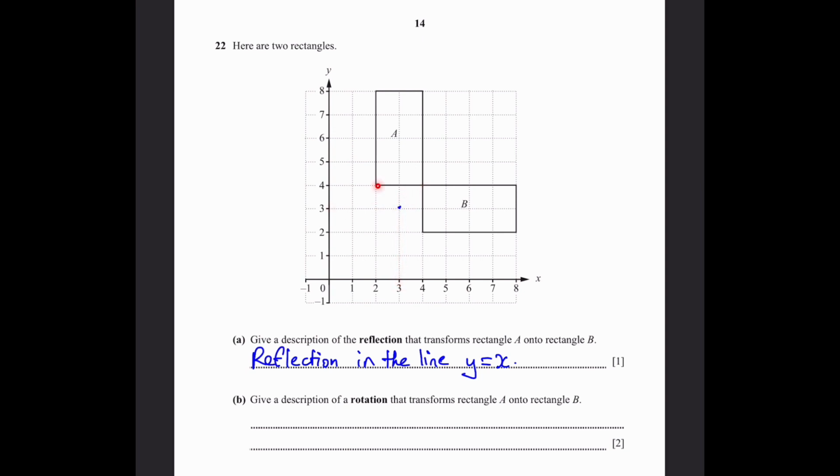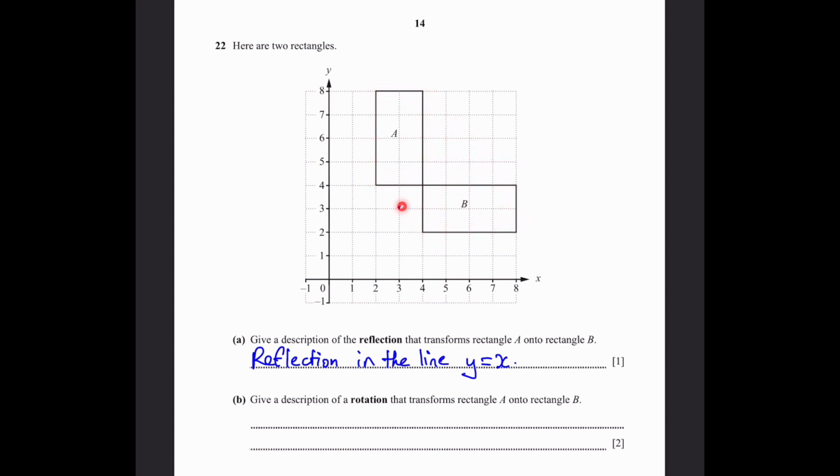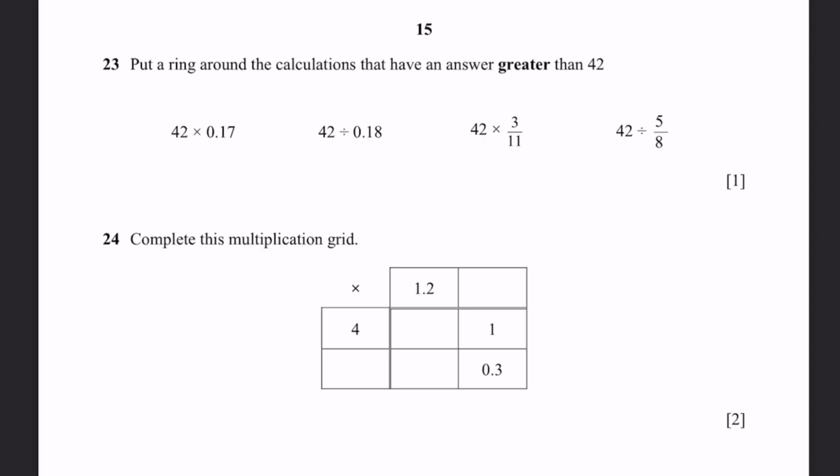And now if we rotate this point 90 degrees clockwise, it'll come here. This point on rectangle A will come here for rectangle B, this point will come here for rectangle B and this one will go there. We can see that all the points on rectangle A have been rotated to form rectangle B when we rotate it around this point 3, 3. That means that the rotation is rotation 90 degrees clockwise, center 3, 3, which is this point over here. That's the answer. Question 23.